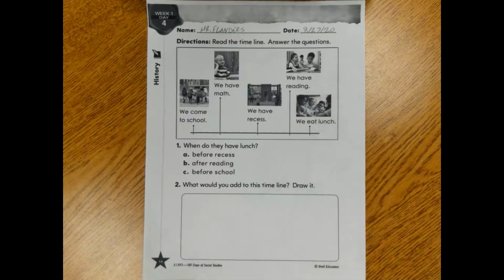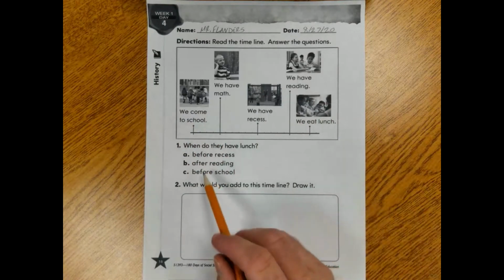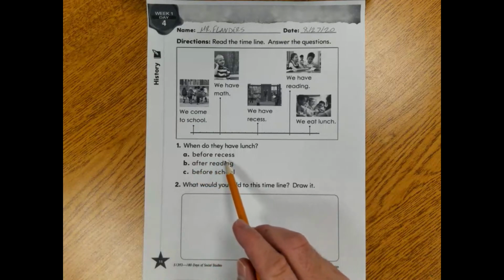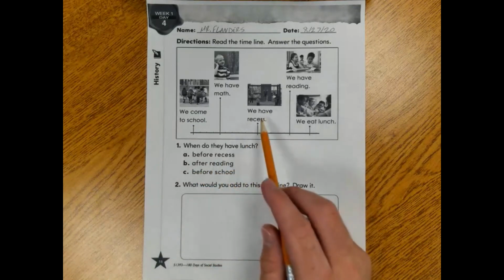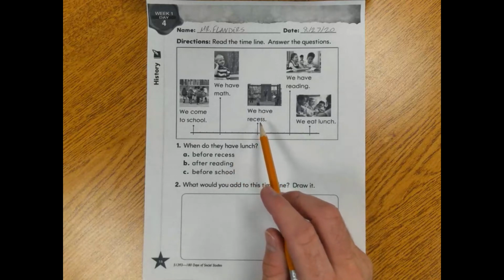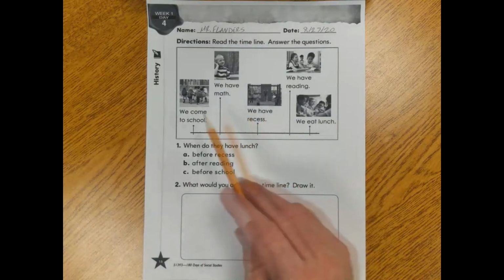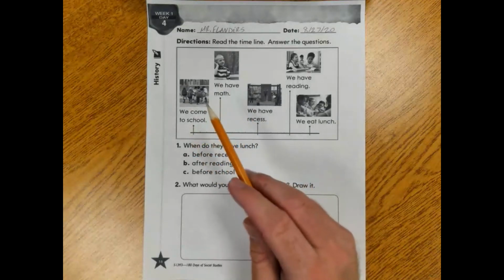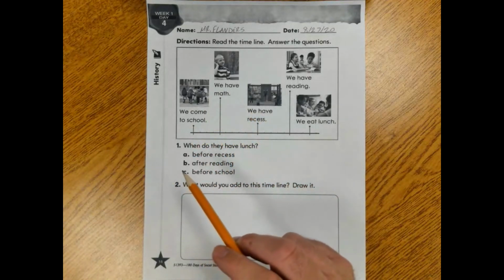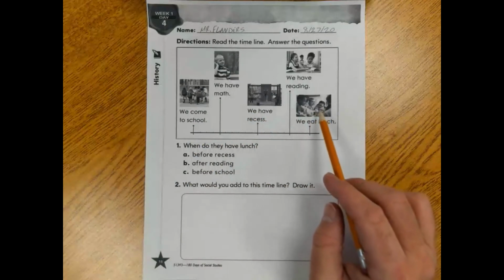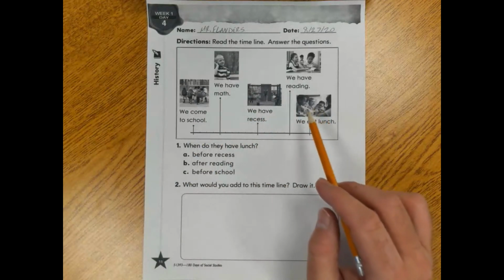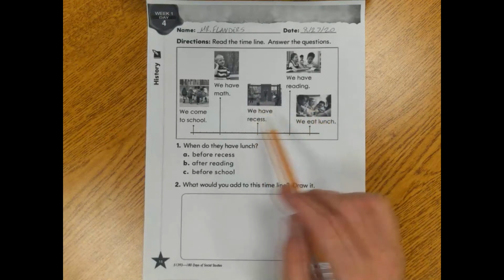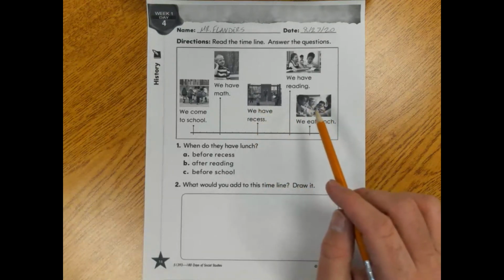Now, A says we have lunch before recess. Well, let's find recess. Recess is right here. Do we eat lunch over here somewhere? Because over here is where lunch should be if we're eating it before recess. Nope. Lunch is all the way over here. That means it happens after recess. Recess has to have already happened for us to eat lunch.